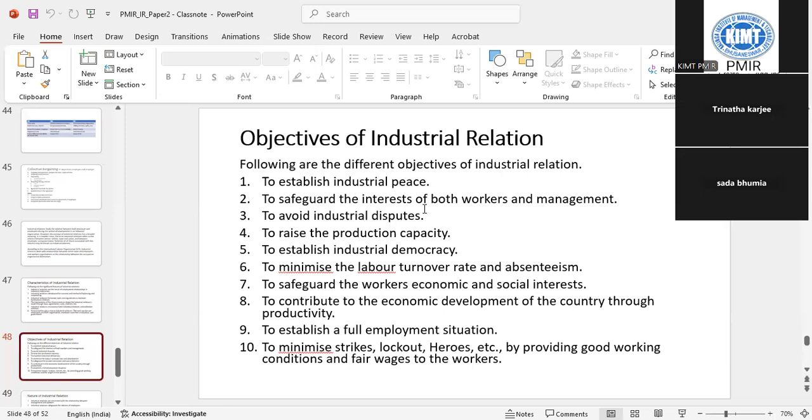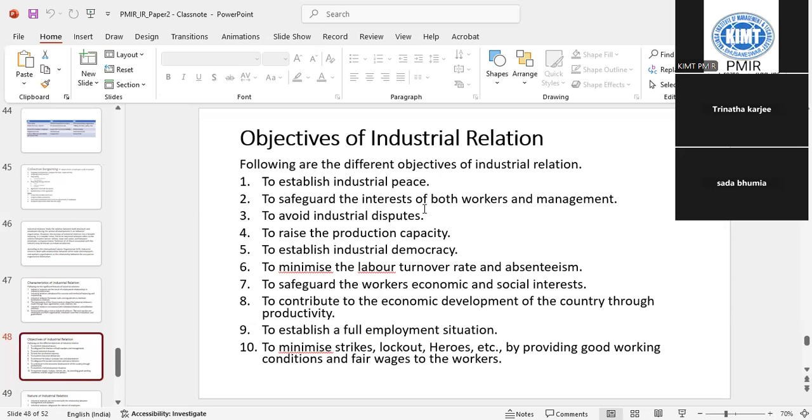Raise the productivity capacity. When will production capacity increase? When people are happy, when there is a good relationship among people. So that will improve the production capacity. So if you are maintaining good relations between the employees, then employees are happy, they will work, they will concentrate more on the work.